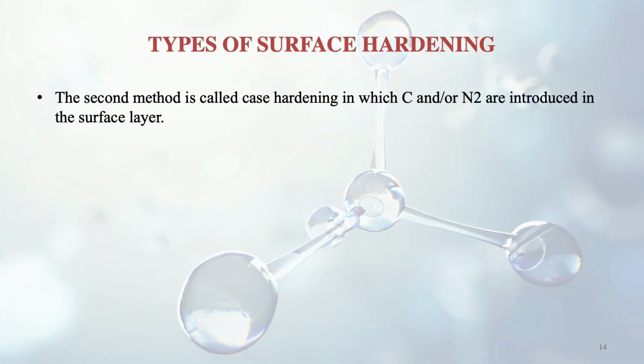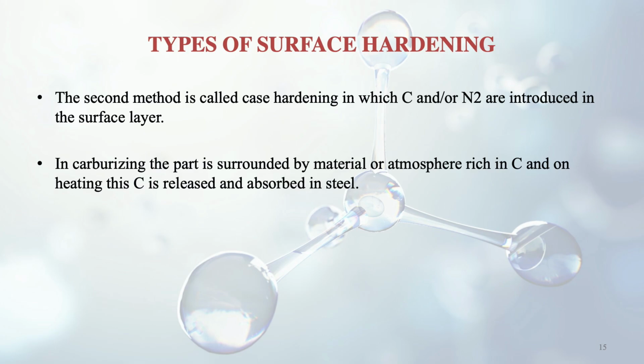Now we discuss the second method. The second method is the one we discussed a little earlier, that is case hardening, where carbon and nitrogen are introduced in the surface layer. So this is the second method where foreign elements are coming in. In carburizing, the part is surrounded by material or atmosphere which is rich in carbon. That's why its name is carburizing, because we are giving a carbon atmosphere. On heating, this carbon will be released and absorbed in the steel, and that's why we are getting hardness.